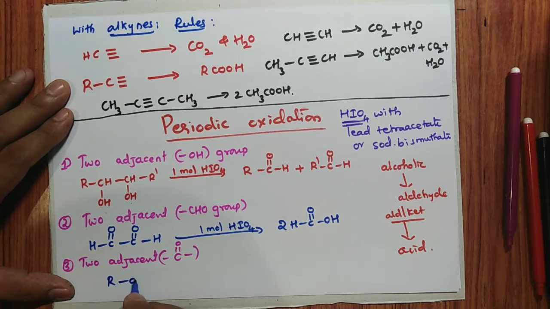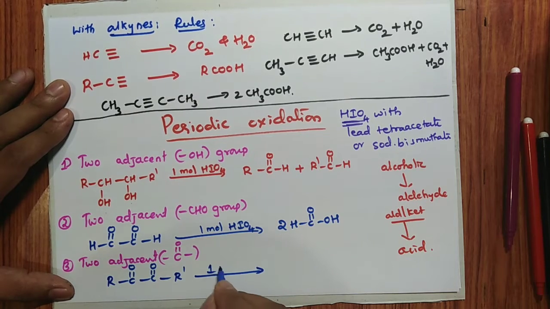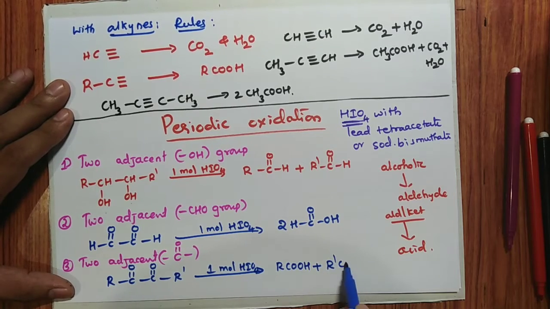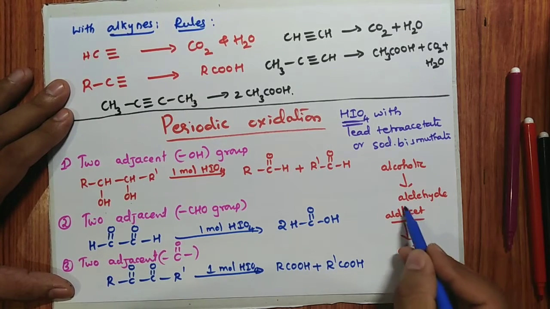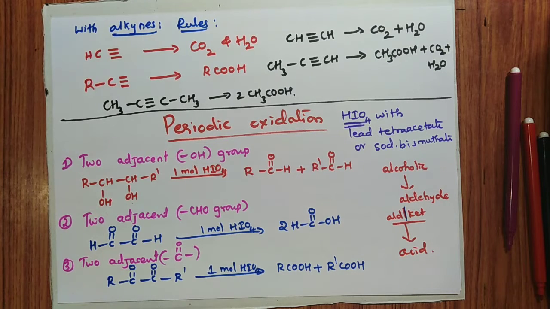See, R C double bond O, C double bond O, R dash. Once again 1 mole of HIO4. Remember, 2 ketone, 2 aldehyde minus 1, 1 mole. So like this you have to calculate. Here you are going to get RCOOH plus R dash COOH. Aldehyde or ketone is converted into acid. Correct? So 2 adjacent OH, 2 adjacent CHO, 2 adjacent CO.